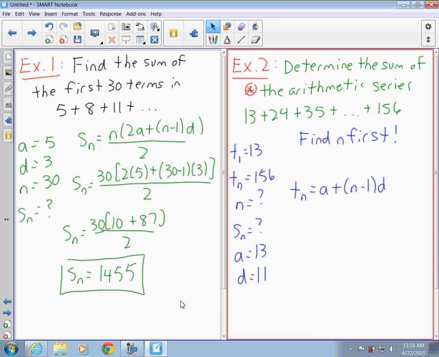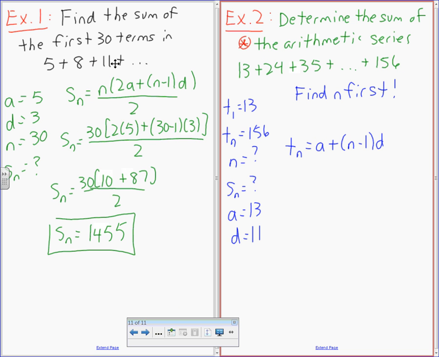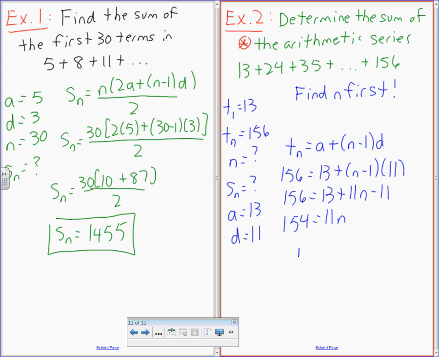Matt, can you sub in everything to solve for n, please? Okay, so I'm going to foil out everything now. Guys, can I please refocus? Thank you. So I'm going to say 156 is 13 plus 11n minus 11. So I'm going to call that 154 is 11n. n is 14. Is that true?